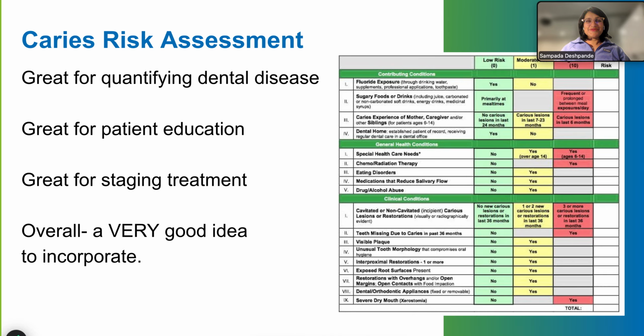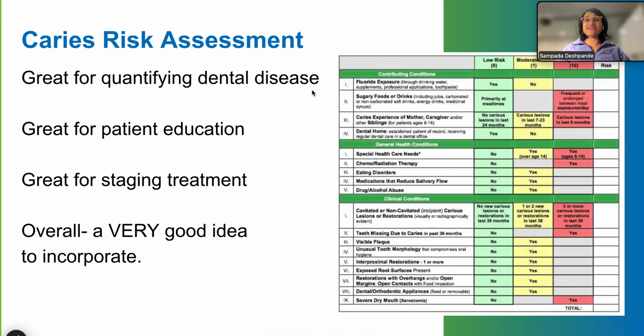The caries risk assessment, I know a lot of us maybe last did this in dental school or in residency, or at a pediatric rotation in dental school, but there is a lot of value that you can gain from this form. It also really helps to have this form in your chart because it can justify the kind of treatment that you're offering patients.